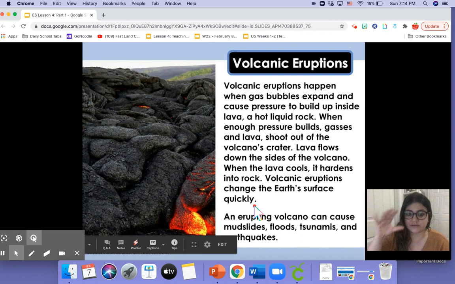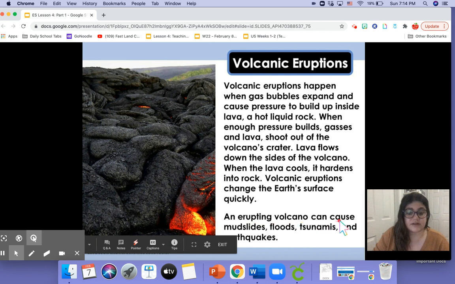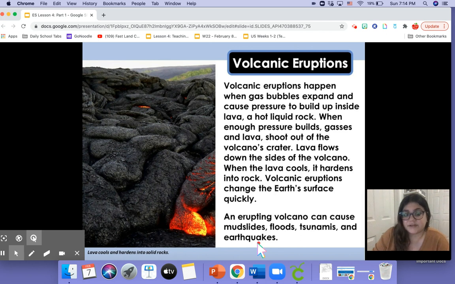So another thing that changes the Earth's surface quickly is a volcano. There are many different parts of the volcano: the magma, the lava, and how it builds up, why it builds up, and when it shoots out. Why does it erupt? An erupting volcano can cause mudslides, floods, tsunamis, and even earthquakes. Have you ever seen a volcano erupt? Maybe in a video, maybe on TV. Maybe you've actually built a pretend volcano before and seen it erupt.